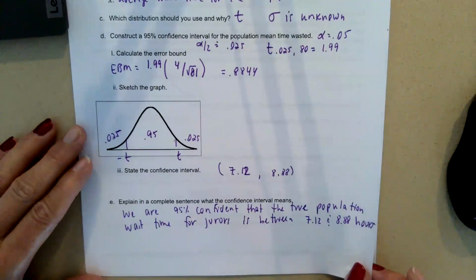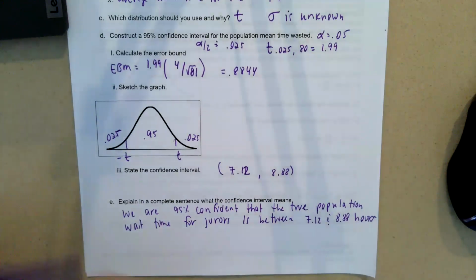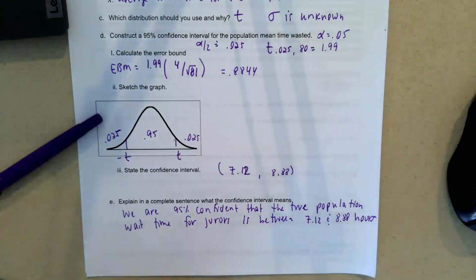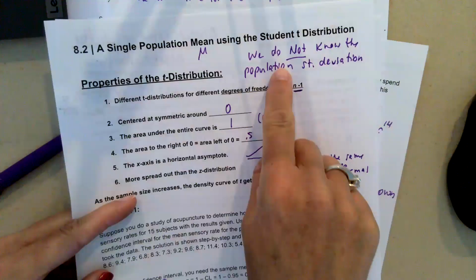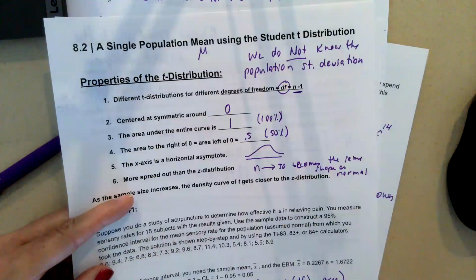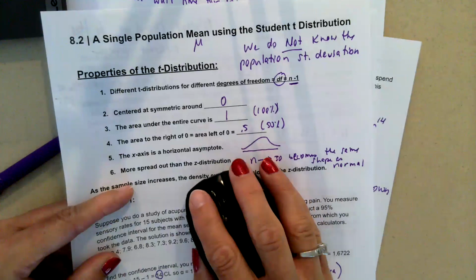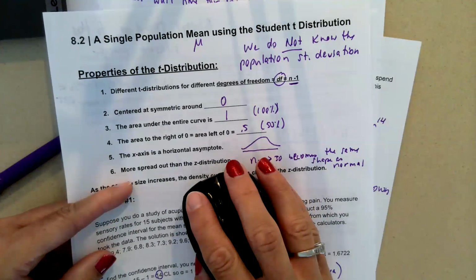So that wraps up confidence intervals for means when we have an unknown standard deviation. So catch me back for lesson 8.3. We're going to do some confidence intervals for proportions.